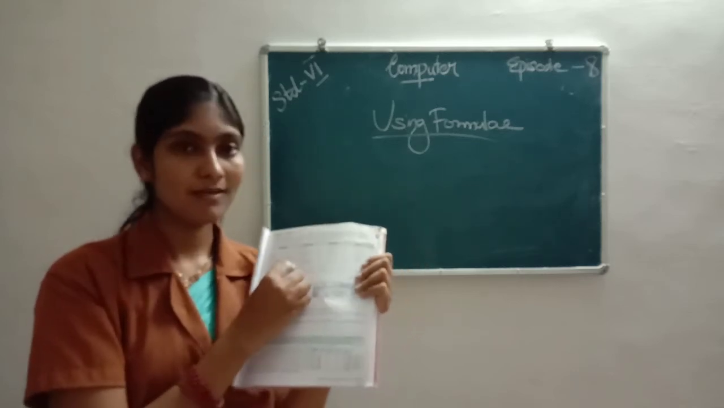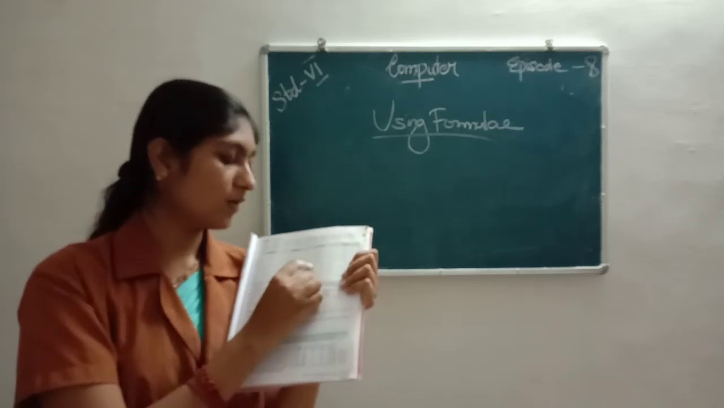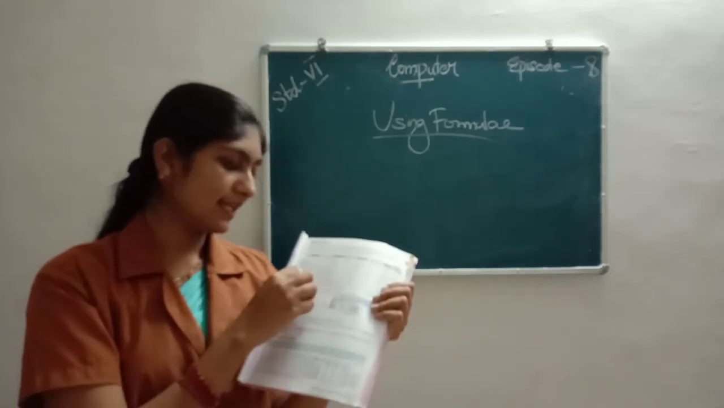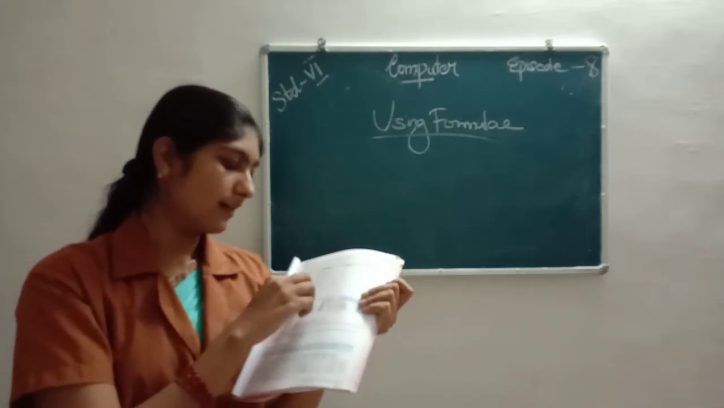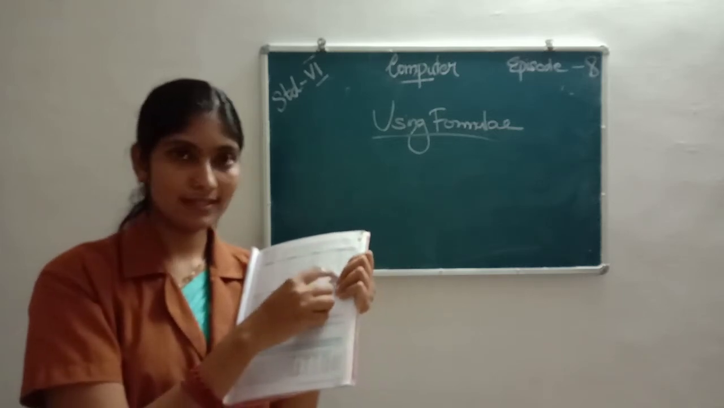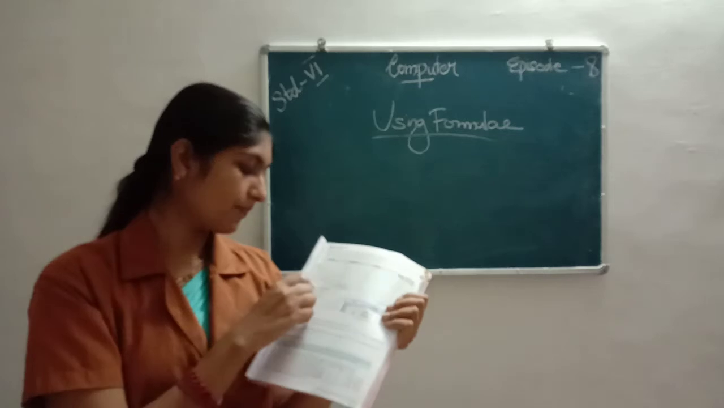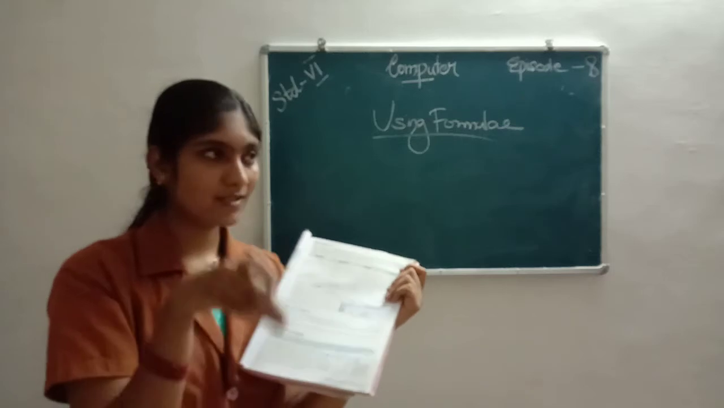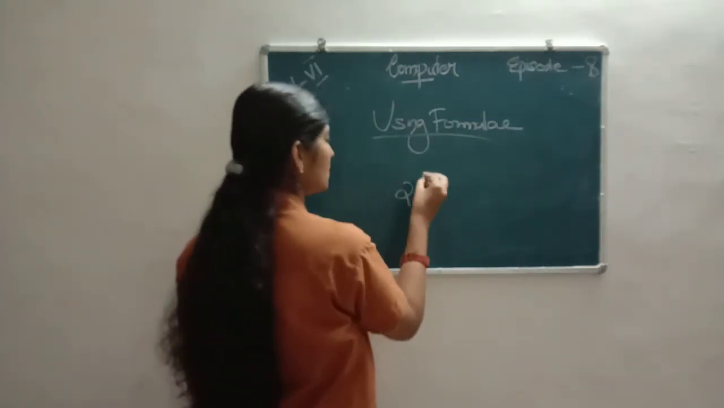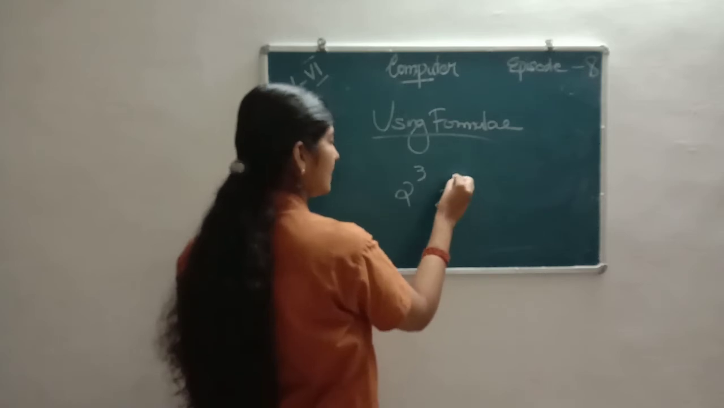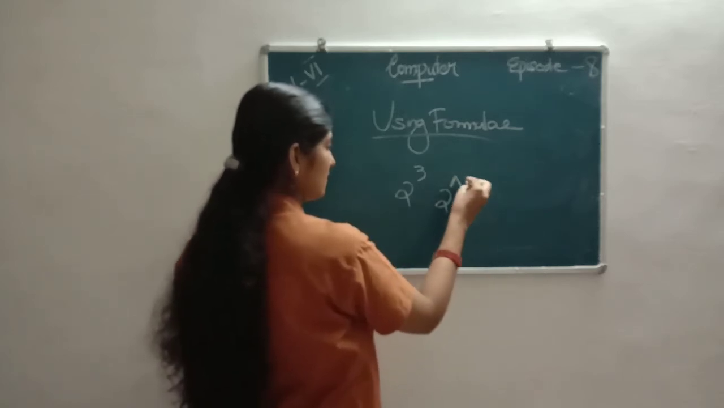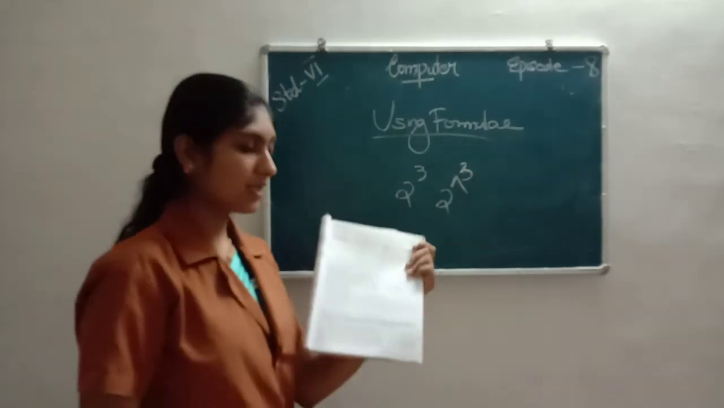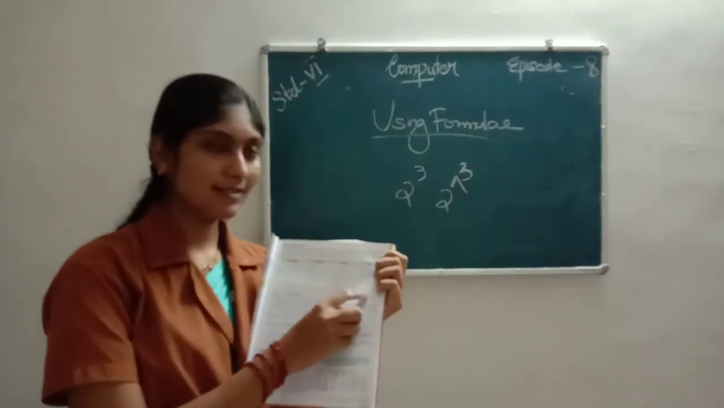Then star operator is used for multiplication, and 7 into 6 is equal to 42. Then percentage operator. Percentage means percent, so 3% means 3 by 100. Then this is the operator for exponentiation or raised to. For example, if you want to type 2 raised to 3, press 2, then the caret symbol, then press the number 3. So 2 raised to 3.